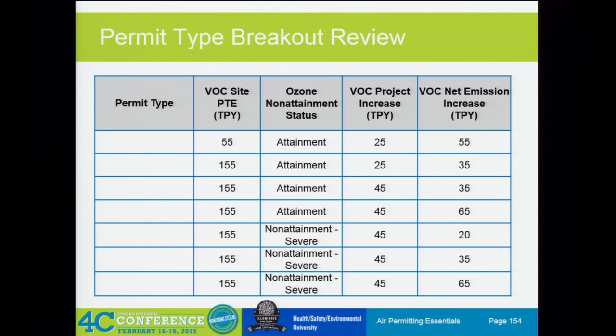Now, if this were the same numbers for our SO2, we would be only PSD for SO2 because we're not in a non-attainment county for SO2. So in this case, we're just triggering non-attainment. And that was the question that you were asking earlier: can you trigger PSD and non-attainment at the same time? If you're in a non-attainment county, you're triggering just non-attainment. You look at PSD with the other criteria. Correct. Yep.